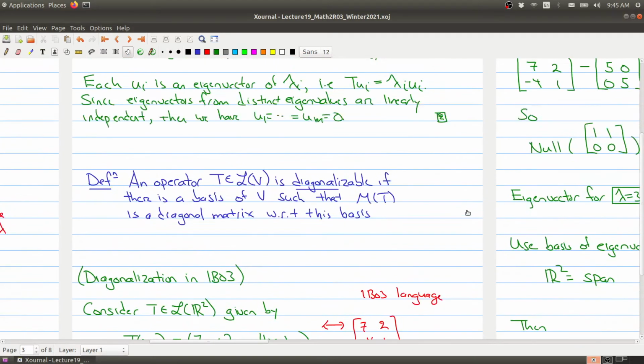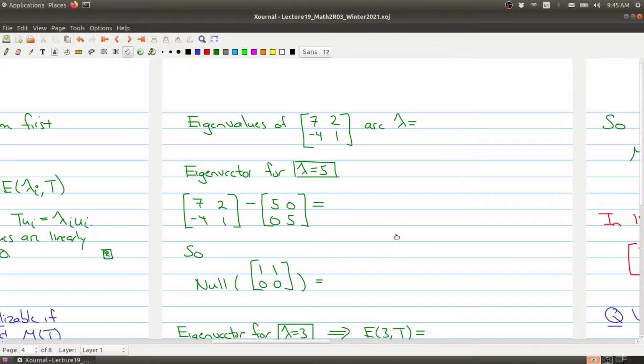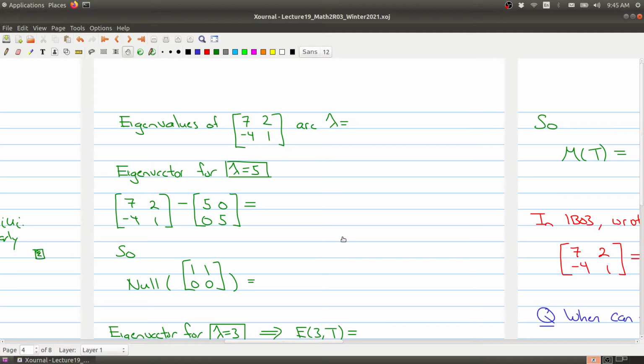Now, you may want to go back and review how you found the diagonalization of a matrix, and I'll try to quickly run through it with this example. The first thing you needed to do is take your matrix and find the eigenvalues, and I'll just tell you what they are in this case. The eigenvalues for this matrix are 5 and 3, and you find this by doing the characteristic equation.